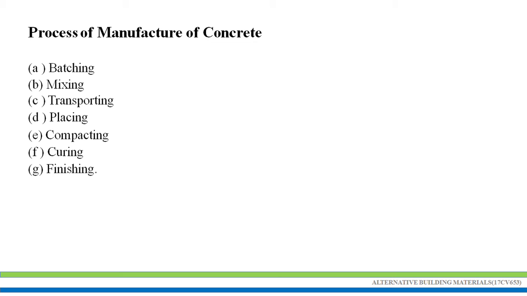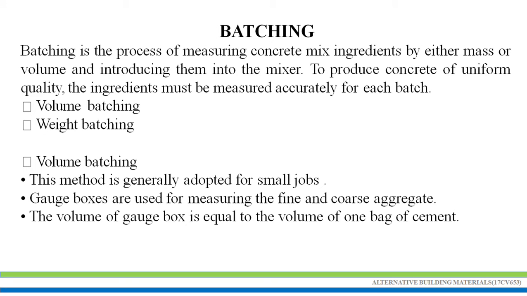So while manufacturing concrete, we have to follow some process. First is batching, then mixing, transporting, placing, compacting, curing, finishing. So these are the steps for the manufacture of concrete. First one, batching. Batching is a process of measuring the concrete mix ingredients. To maintain the proper quality, we have to collect the samples in the proper manner. So that is called batching.